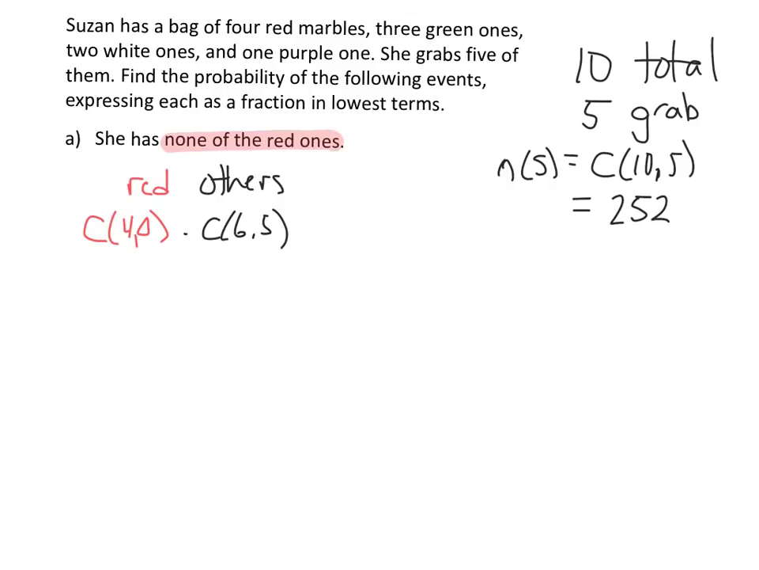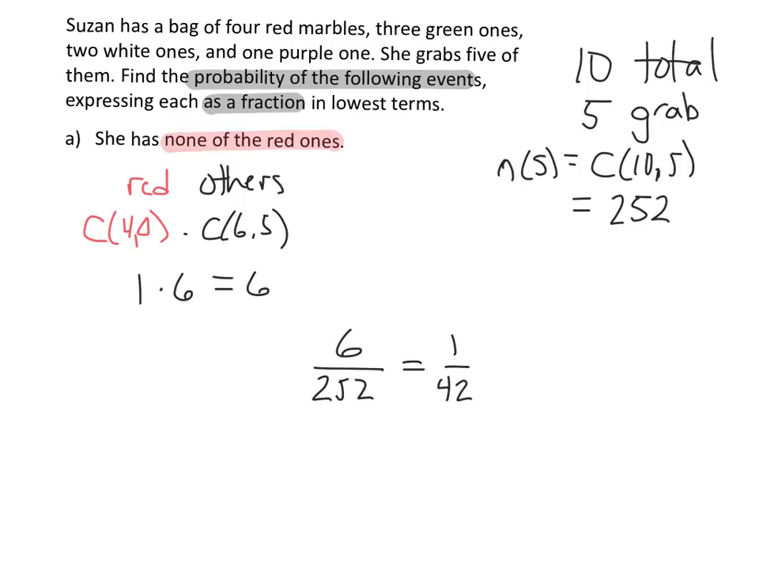This will give us combinations of 4 objects taken 0 at a time. There's only one way to do that. Combinations of 6 items taken 5 at a time. There's 6 ways to do that. 1 times 6 is 6. And so if I want the probability as a fraction, I'm going to have 6 out of 252. And I can always reduce that in order to give my answer. I'm not going to do it here. Maybe I'll do this one, just so you could check your reduction. That's 1 over 42. My calculator is super handy.